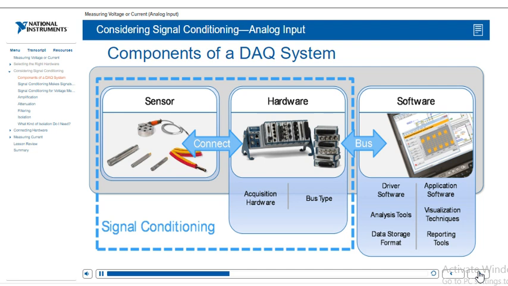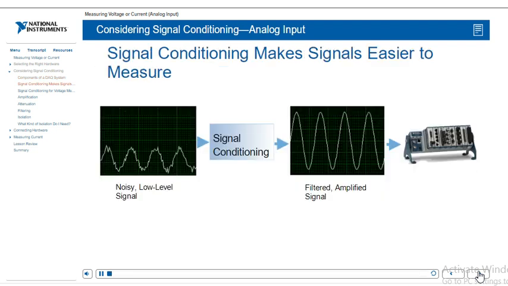Again, we see the components of a DAQ system, and signal conditioning can occur in the sensor, in the path between the sensor and the DAQ hardware, or in the DAQ hardware. Signal conditioning isn't required in all cases, but it's an important thing to consider for your system.